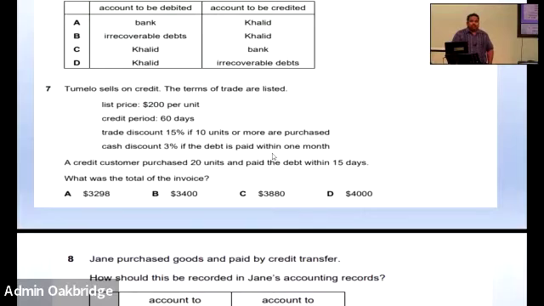Cash discount is when the customer is paying. Invoice is when the credit sale is taking place. So how much is in the invoice now? Only the 15% trade discount. Follow? So how much is the invoice? 3,400. You don't take into account cash discount. Cash discount is only when the customer is paying. So the answer to 7 is B.